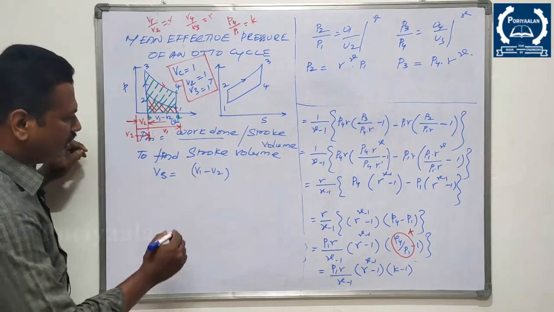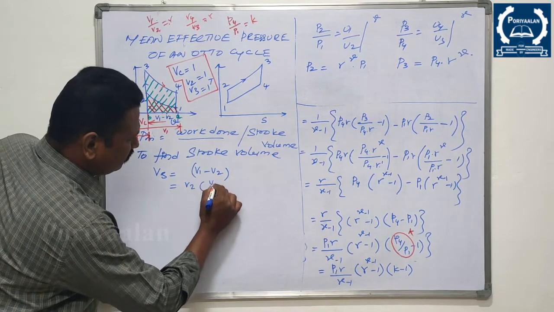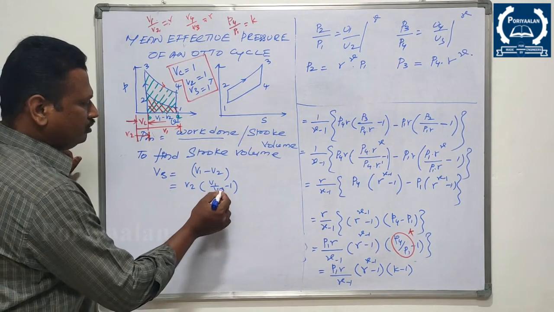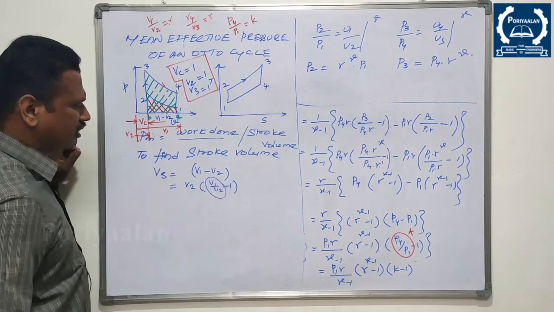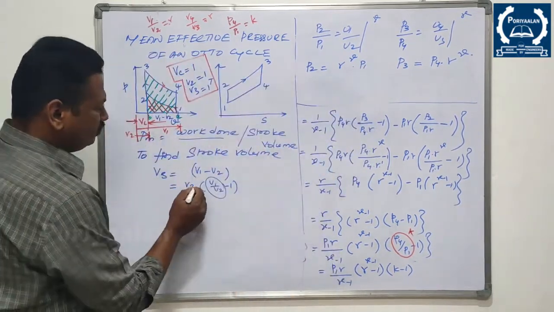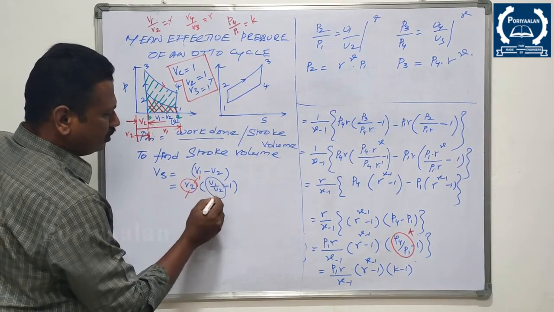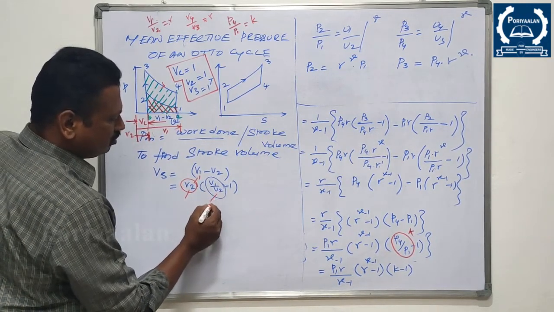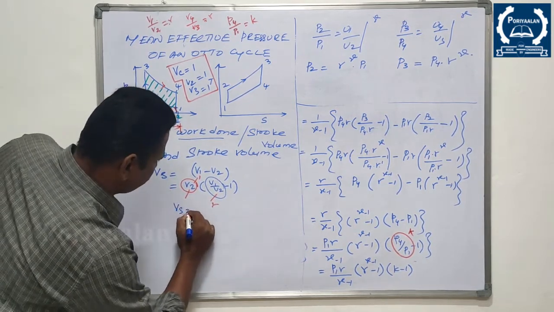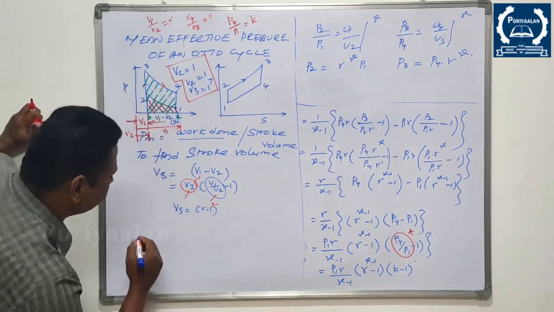So from this I am taking V2 outside. So this will become V1 by V2 minus 1. You know that V1 by V2 is nothing but the compression ratio. V2 is the clearance volume, which is equal to 1, and this is equal to r. So finally the expression will become like this: Vs is r minus 1.